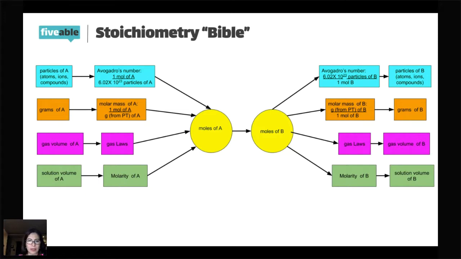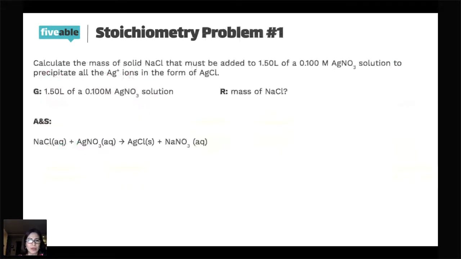Okay, let's start with the problem. The first thing that we have to do is write the equation, right? So we have sodium chloride and silver nitrate. Remember how to do the products? The positive of the first compound will combine with the negative of the second compound, and the positive of the second compound will combine with the negative of the first. And they already told us that this is the precipitate. It's telling us that the silver ions will precipitate in the form of silver chloride. So this is the solid, and the other one will remain in solution.